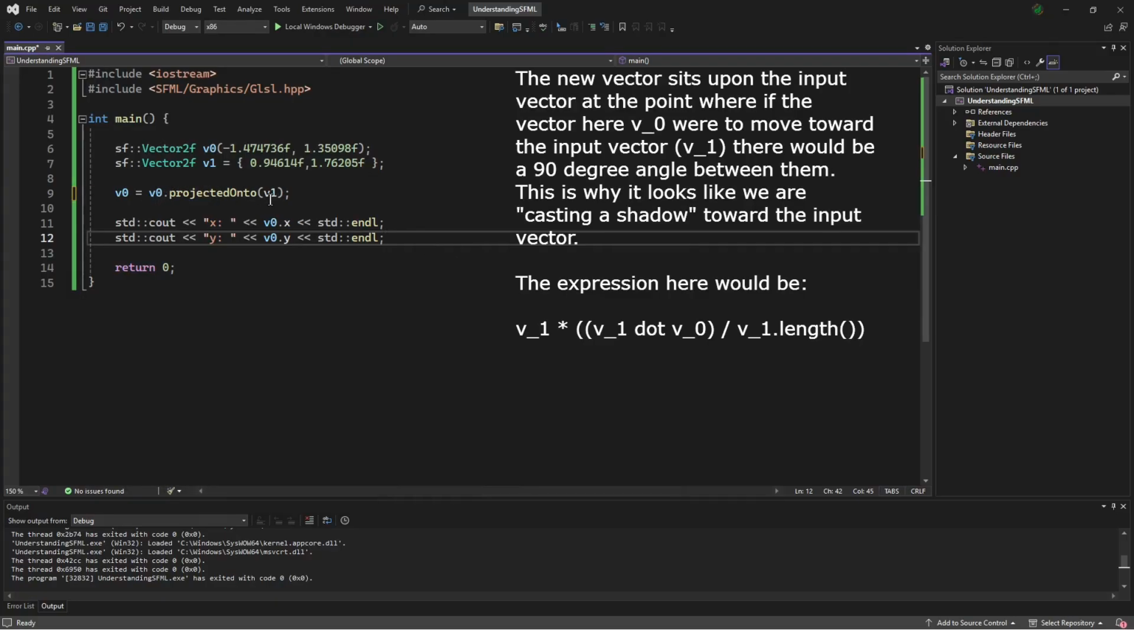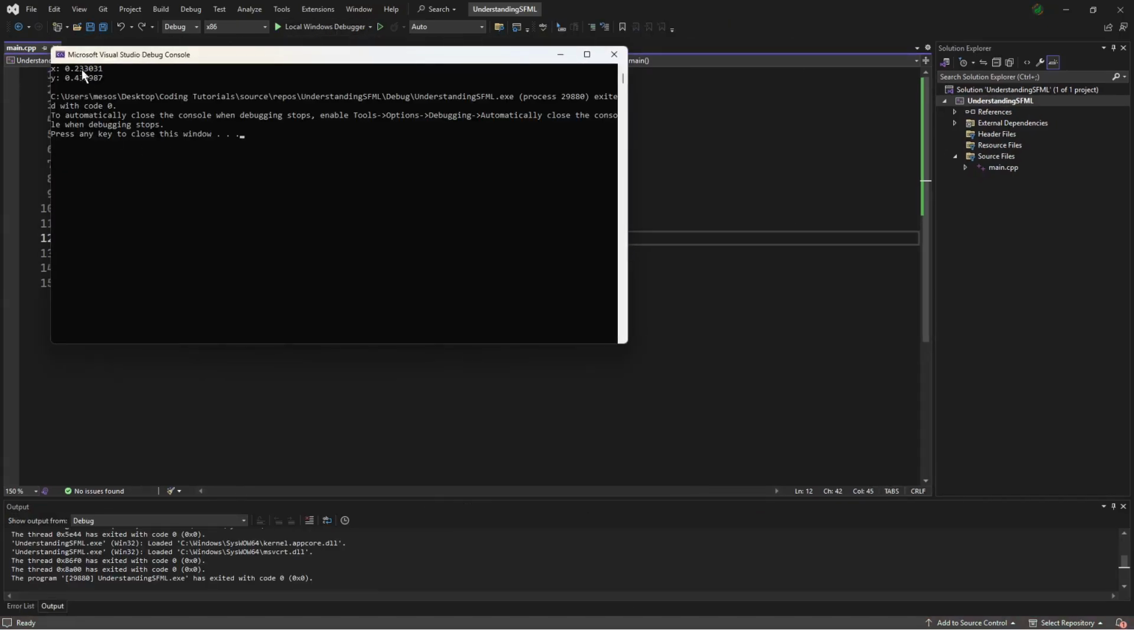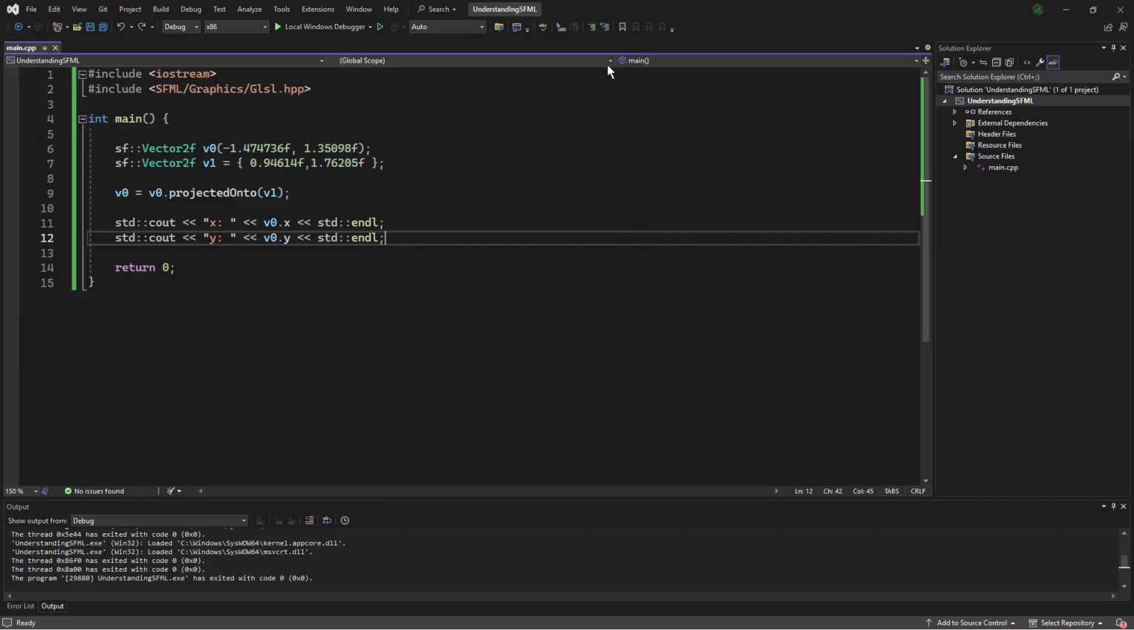For the vector function projected onto, if we were to take the end of the shadow cast from this vector onto this vector, that's what we would get out and put onto this vector. If we were to open the debug menu, we can see that the shadow is cast at these coordinates.